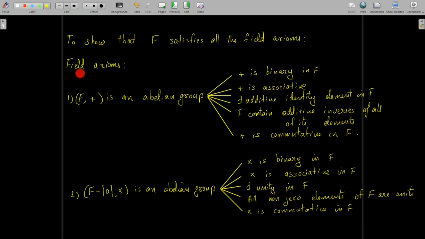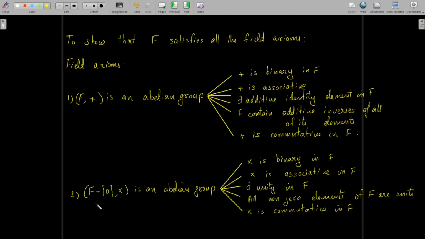And what was a field? A field is a commutative ring with unity in which all the non-zero elements are units. And we can classify all the properties of a field into 2 groups. First set is F with addition is an abelian group. For that, we have to show the 5 properties here. First one, addition is binary in F, addition is associative, there exists an additive identity element in F, F contains additive inverses of all of its elements, and since (F, +) is an abelian group, addition is commutative in F. All these properties together, we can say that F with addition is an abelian group.